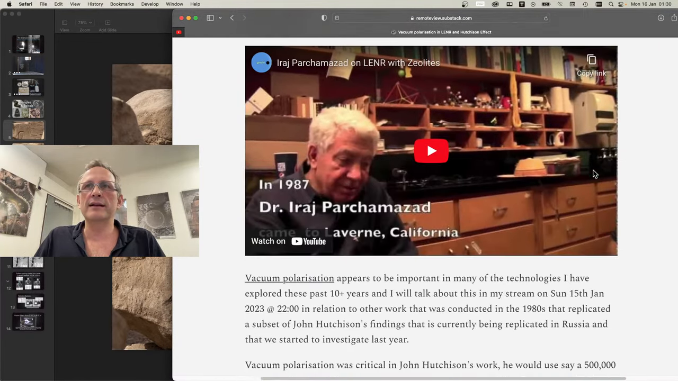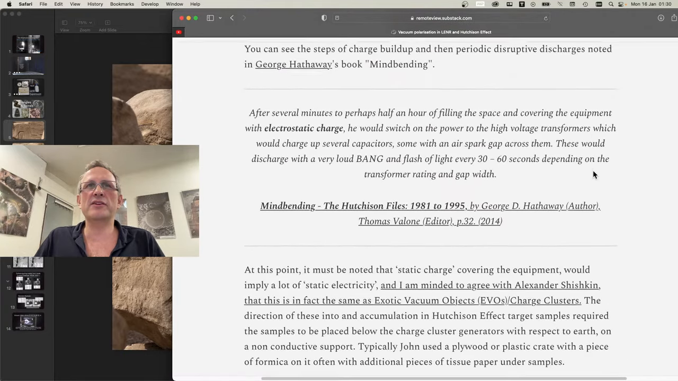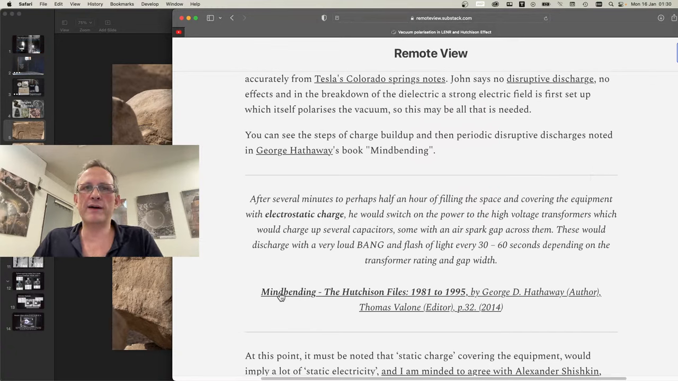Essentially, here you can see from Mind Bending: The Hutchison Files, John Hutchison used a 1,000 volts per centimeter field. He built up static on everything, and this is literally what was the process. After several minutes to perhaps half an hour of filling the space and covering the equipment with electrostatic charge, John Hutchison would switch on the power to a high voltage transformer, which would charge up several capacitors, some with an air spark gap across them. These would discharge with a very loud bang and flash of light every 30 to 60 seconds, depending on the transformer rating and gap width.